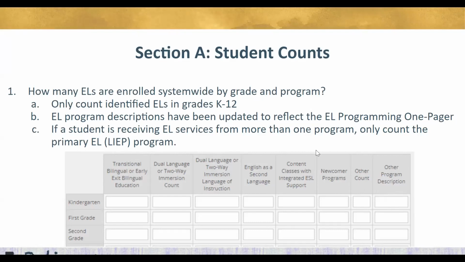If you do have a student who's receiving EL services from more than one program, only count the primary EL program once. So if you have a student, let's say, who's in two-way immersion but is also doing a pull-out ESL program, so they are now under two-way immersion and ESL. Well, the majority of their instruction is being done through two-way immersion, so you would only count them in two-way immersion. So do not count them in two different programs, even if they're receiving services from two different programs.